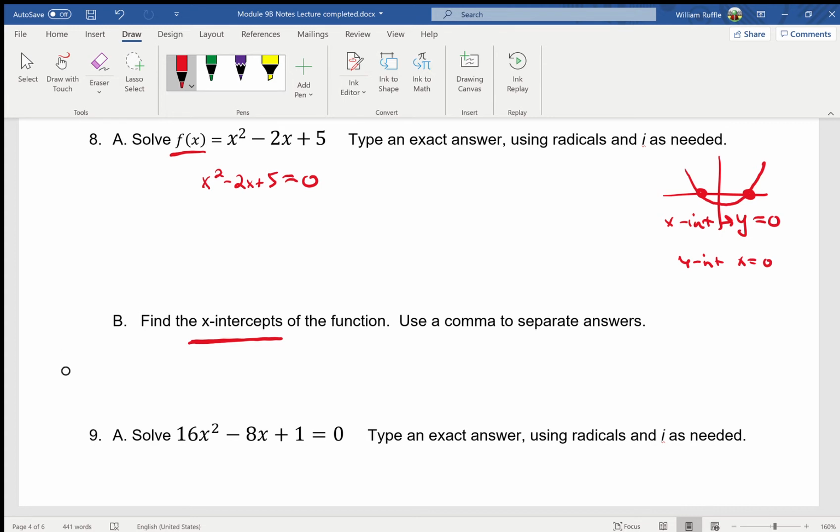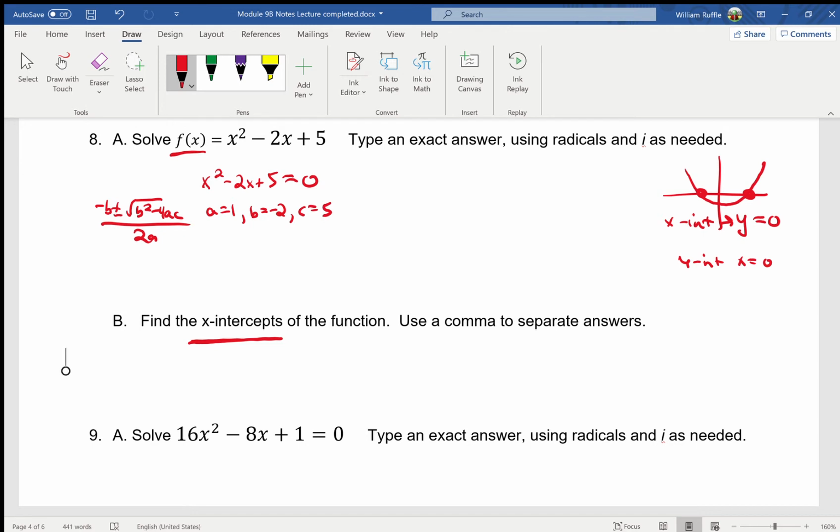Now, this is just like the quadratic formula. We could try to complete the square, but let's use the quadratic formula, and we're going to get used to this. It's negative b plus or minus the square root of b squared minus 4ac all over 2a. As you can tell, it's been ingrained in my head. So now, a is equal to 1, b is equal to negative 2, and c is equal to 5.